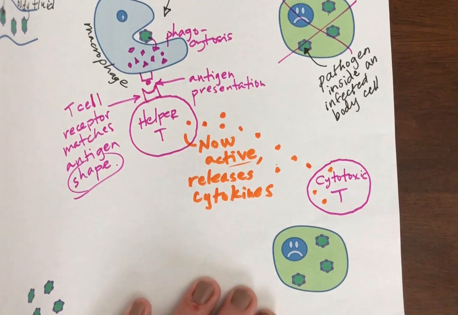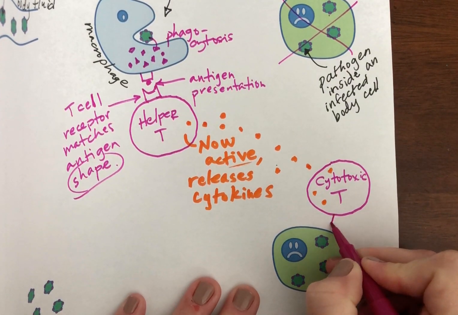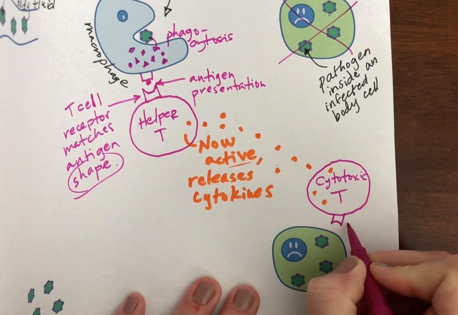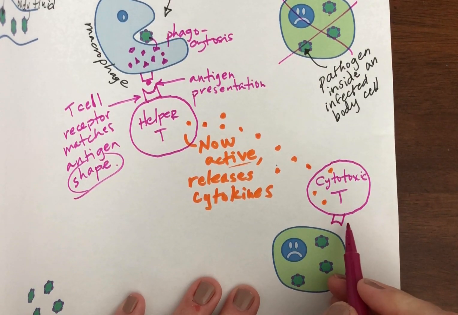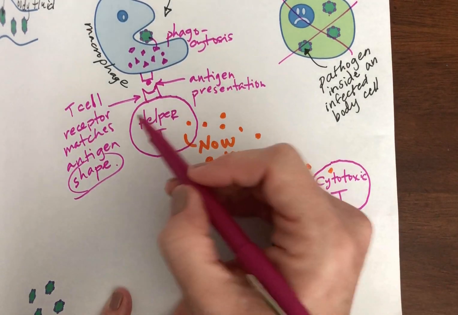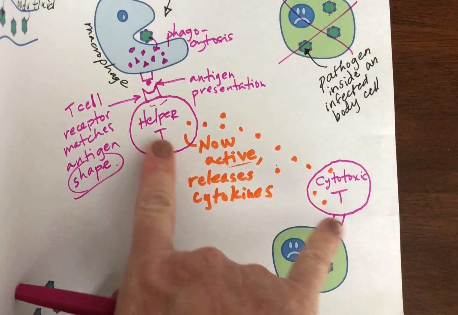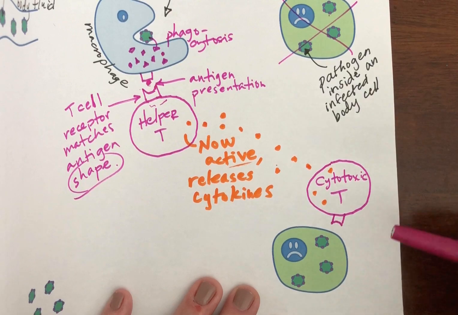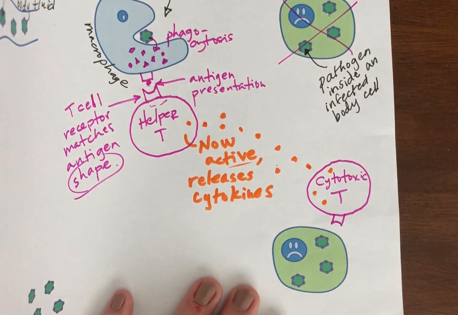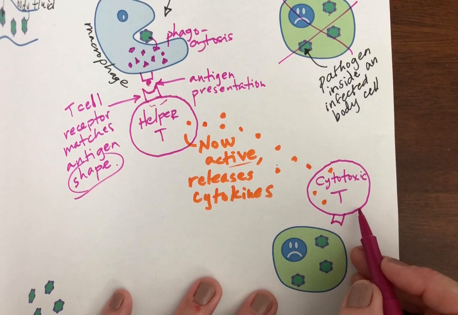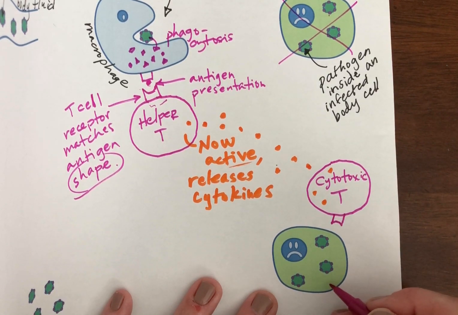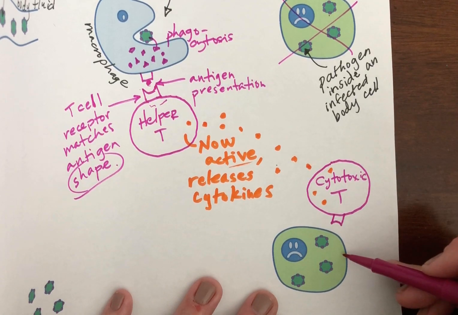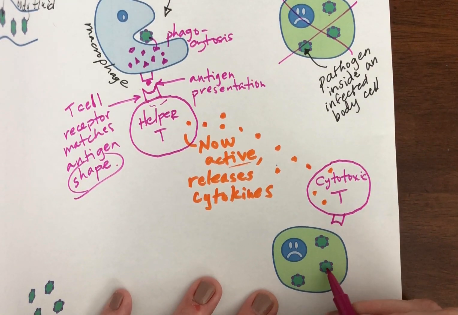The cytotoxic T happens to have the exact same receptor shape. So this receptor matches the shape of this receptor. So these T cells have unique shapes. When compared to each other, they're the same, but when compared to other varieties of T cells, they're going to be uniquely shaped for this pathogen. And the way that the cytotoxic T knows that a cell is infected, like the way that this guy knows to kill this guy, is antigen presentation again.